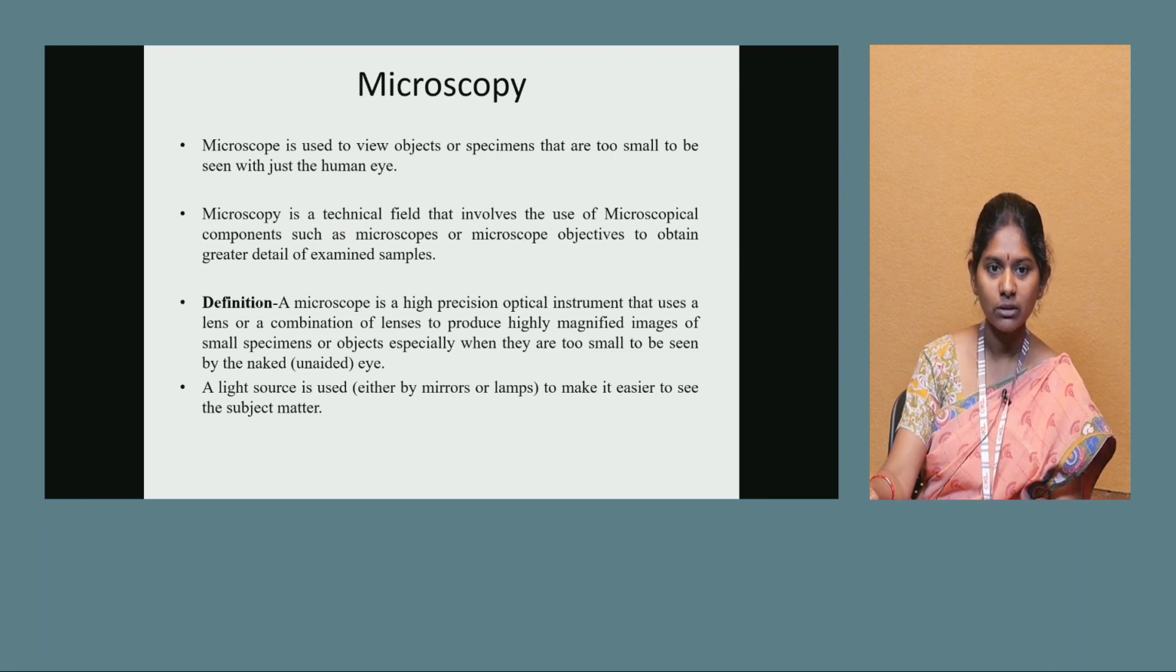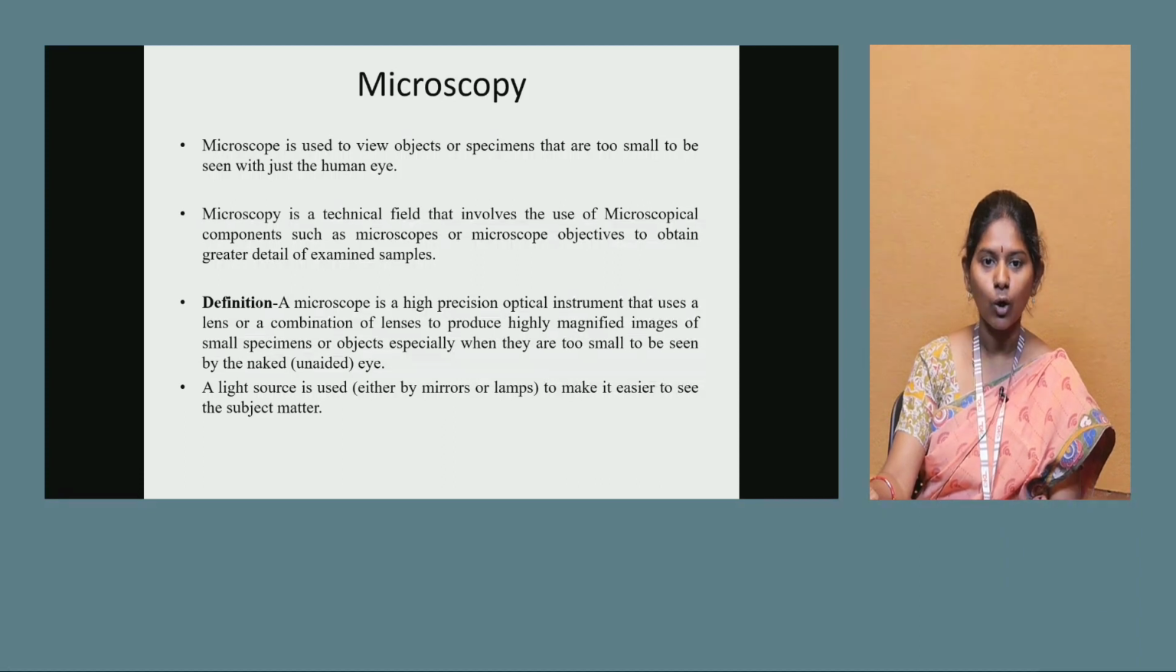So, in definition, a microscope is a high precision optical instrument that uses a lens or a combination of lenses to produce highly magnified images of small specimens or objects, especially when they are too small to be seen with the naked eye. A light source is used to make it easier to see the object matter.